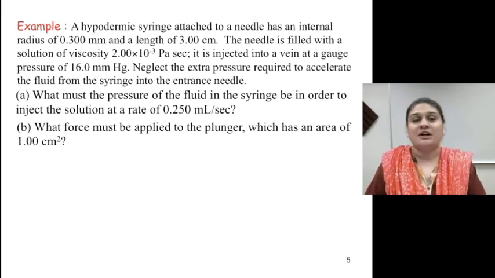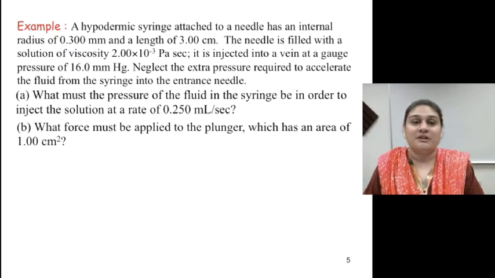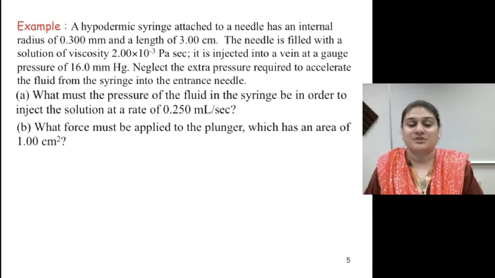So in order to understand viscosity, let's do an example. A hypodermic syringe attached to a needle has an internal radius of 0.3 millimeters and a length of 3 centimeters. The needle is filled with a solution of viscosity 2 times 10 to the minus 3 Pascal seconds. It is injected into a vein at a gauge pressure of 16 mm of mercury. Neglect the extra pressure required to accelerate the fluid from the syringe into the needle entrance. What must the pressure of the fluid in the syringe be in order to inject the solution at a rate of 0.250 milliliters per second? What force must be applied to the plunger, which has an area of 1 centimeter squared?